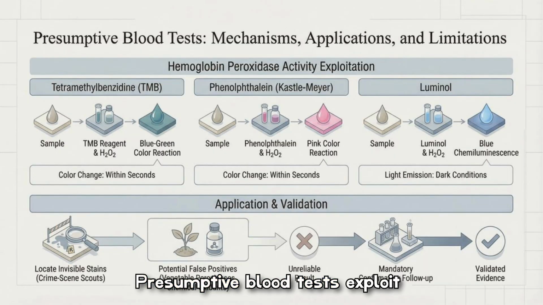Presumptive blood tests exploit hemoglobin peroxidase activity, using reagents like TMB, Kastle-Meyer, or luminol to reveal stains quickly, either by color change or chemiluminescence. These assays are powerful for locating invisible stains, but can yield false positives from plant peroxidases or chemicals. So any presumptive result is a cue to collect samples for mandatory confirmatory testing rather than definitive proof.